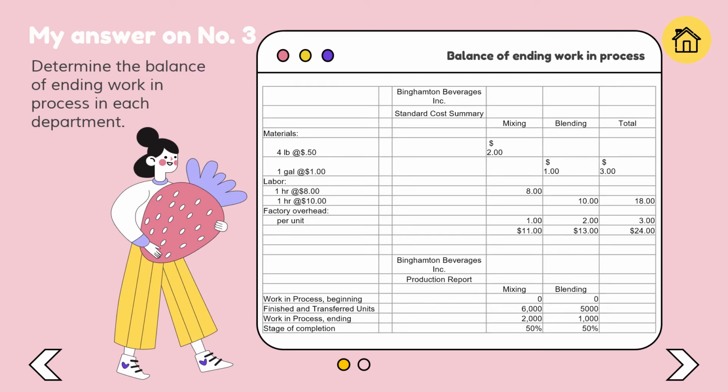So here is my answer on number 3, the balances of ending work in process in each department. This is the standard cost summary and the production report of Binghamton Beverages, Inc. The standard cost for the mixing department is $11, while on the blending department is $13. This is $24 in total.